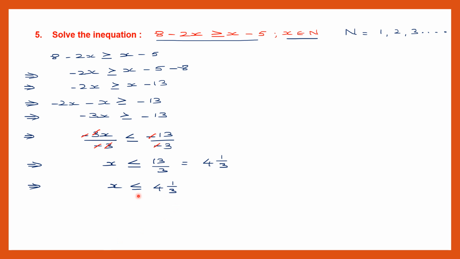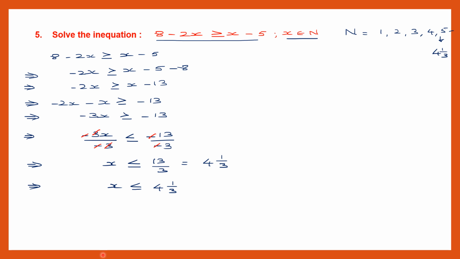So we have to think of all the numbers that are less than 4 1 by 3. And remember, x belongs to natural numbers. So what are all the numbers less than 4 1 by 3? Let's add a few more numbers here. So here I have 4, 5 and so on. It goes on. Okay. So now this number 4 1 by 3 is in between 4 and 5. So 4 1 by 3 will come here.